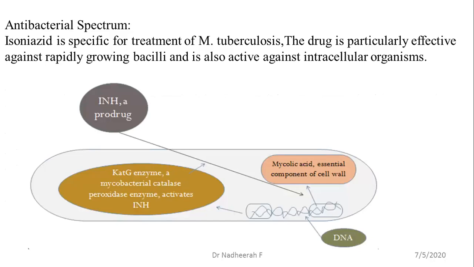Antibacterial spectrum: INH has a narrow spectrum because it is specific for treatment of Mycobacterium tuberculosis. The drug is particularly effective against rapidly growing bacilli and is also active against intracellular organisms.